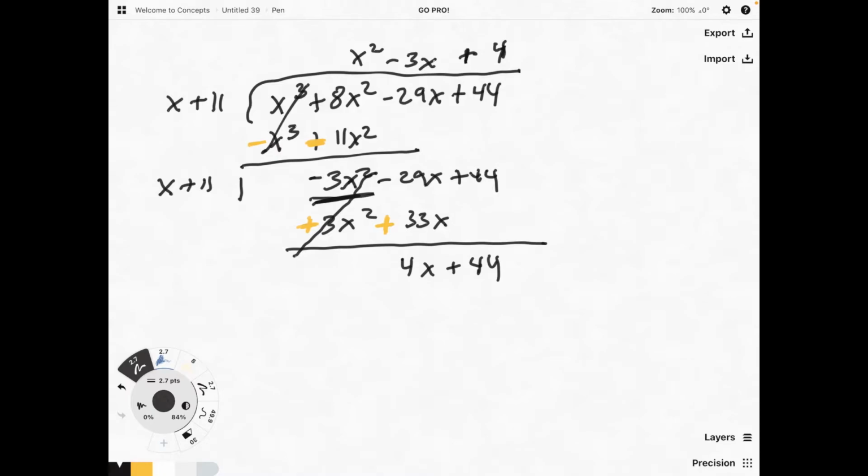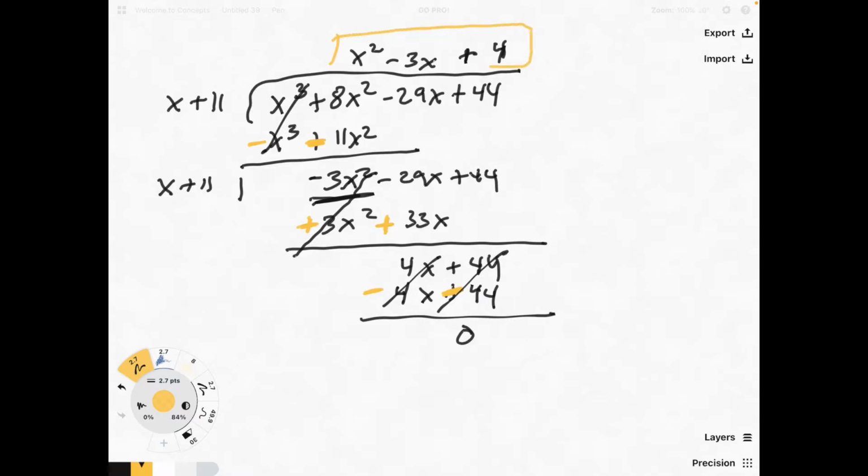So in this case, we have the 4 times x, that's going to be 4x, and then 4 times 11 is 44. We do our subtraction, and we are left with 0. So there's no remainder, and that means that x plus 11 goes evenly into x cubed plus 8x squared minus 29x plus 44, and this is our answer, x squared minus 3x plus 4.